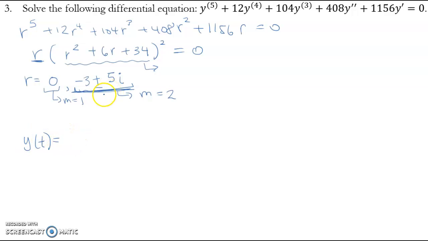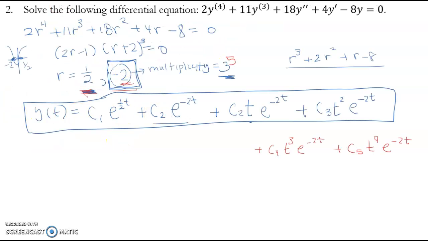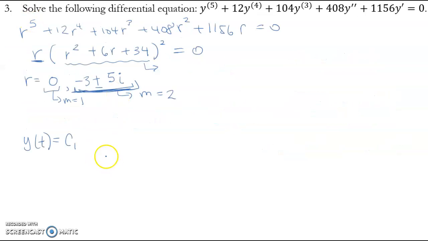Okay, so let's write the general formula for the solution. So y of t is going to be c1 e to the power of 0t, or e to the power of 0 is just 1, so I can just get rid of this. So c1 times 1 is just going to be c1. Okay, now let's take a look at this part. What we did before, we started out with the original, and we kept adding t and t squared. We're going to do the same thing here.